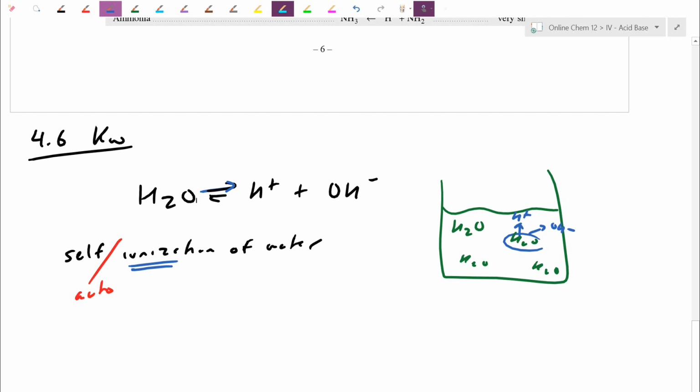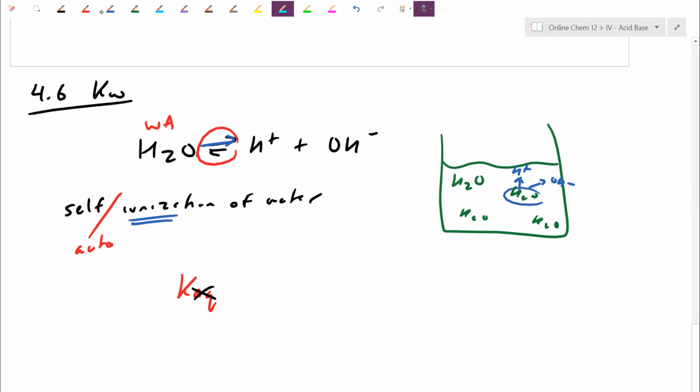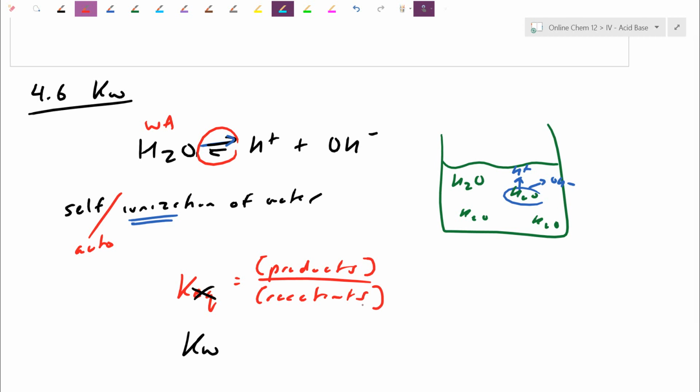Now, how well does it do it? Being in equilibrium, being a weak acid as expressed right now, I can look up the Keq. Because the Keq in this case is specifically for a water reaction, I'm going to change this subscript here. I'm going to call it Kw. Okay? It's the equilibrium constant for water. What else do we know about Keq? Keq is supposed to be products divided by reactants. If this constant is much bigger than 1, it means products are favored. If it's much less than 1, it means reactants are favored. All that is true from chapter 2.